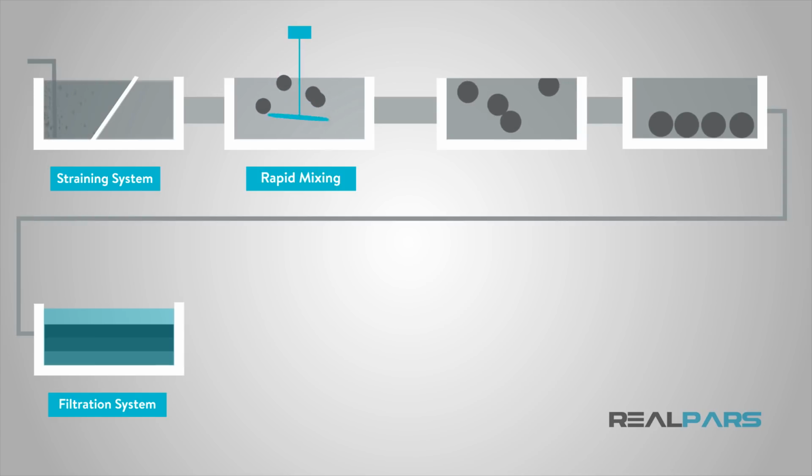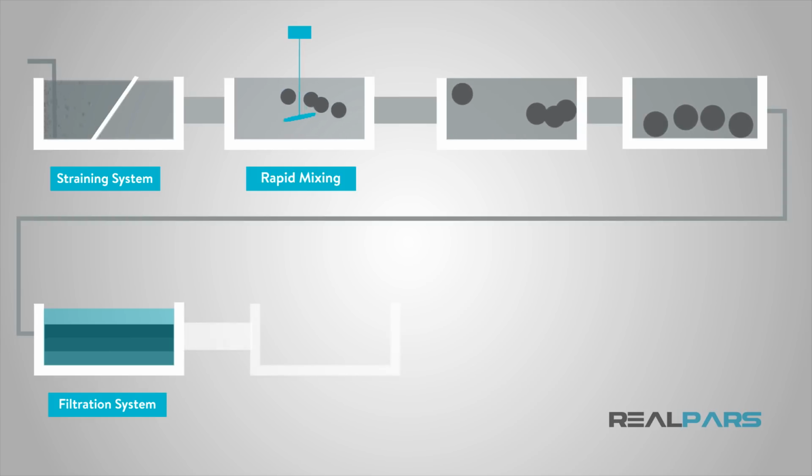The filtration system typically consists of gravel, sand, and a type of coal called anthracite. As the water travels through these levels of media, smaller particles and organisms are removed from the water.